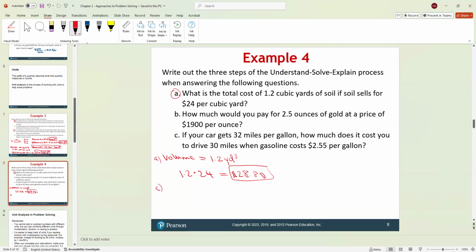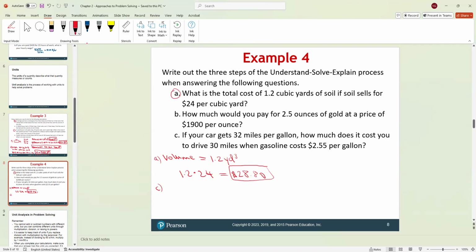For C, we said the cost. If your car gets 32 miles per gallon, how much does it cost you to drive 30 miles when gasoline costs $2.55 per gallon, right? So that's what we need to do. The cost to drive 30 miles, right?